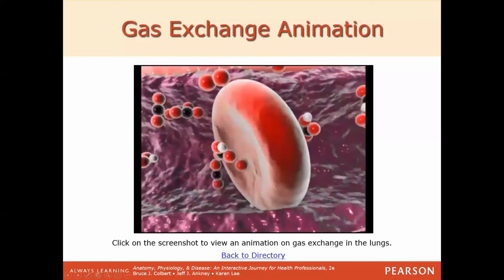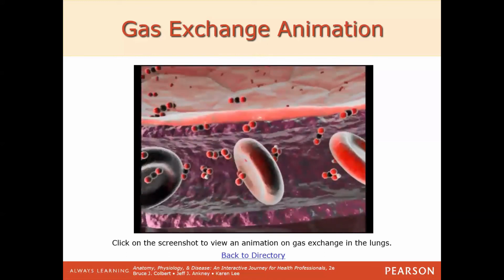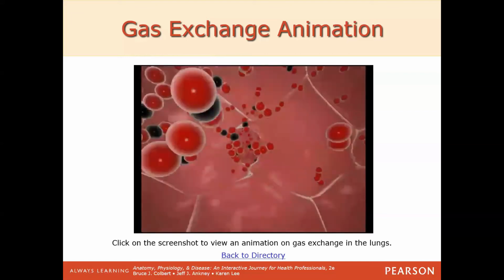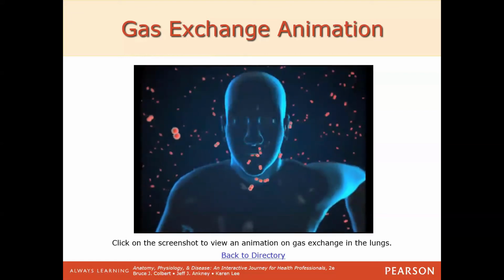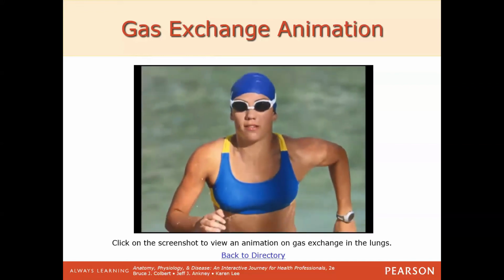Carbon dioxide diffuses out of the red blood cells into the plasma and into the alveolus. When you exhale, air flows out of your lungs. And that's how you release carbon dioxide, get oxygen, and keep on running.